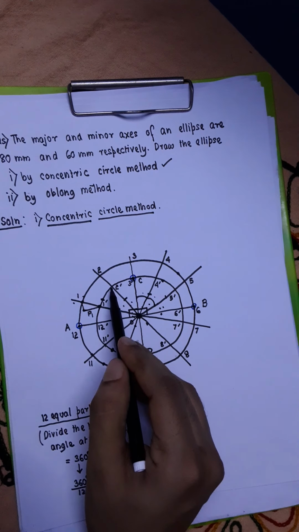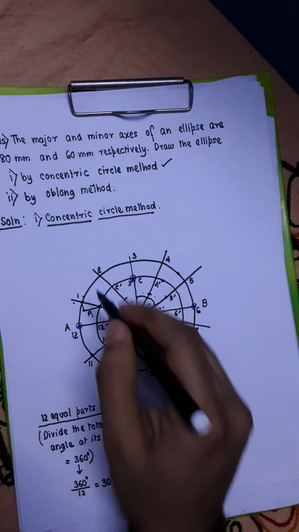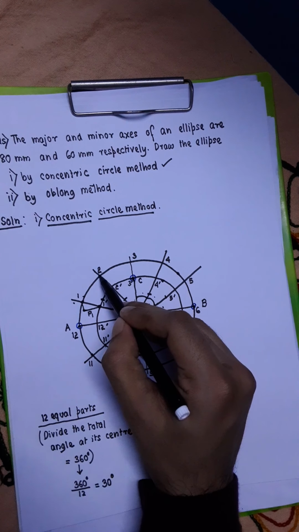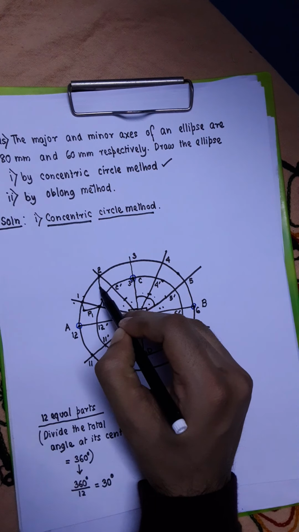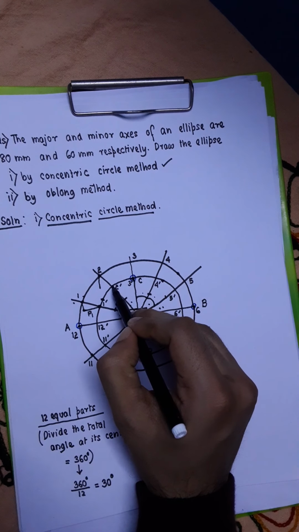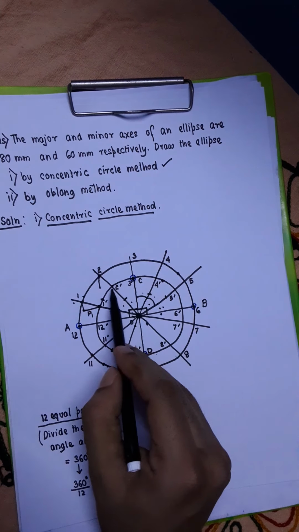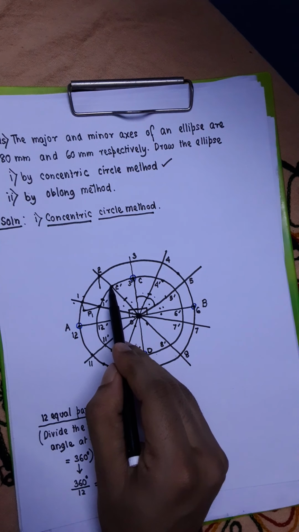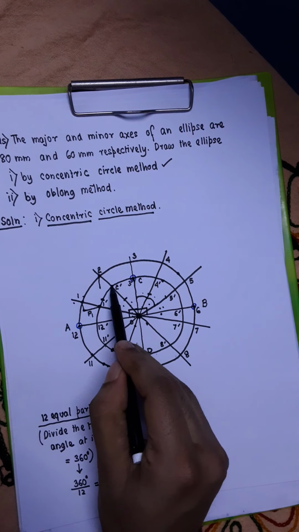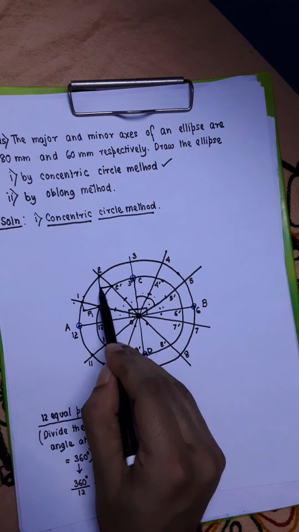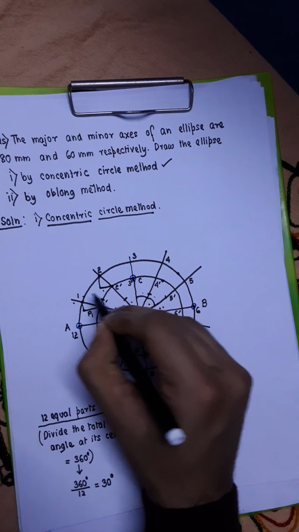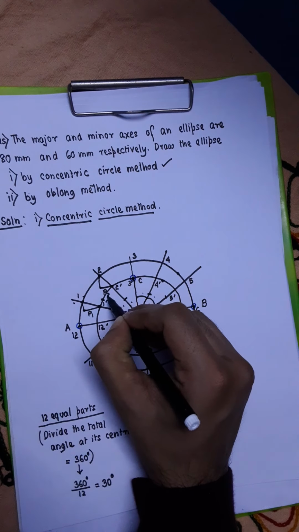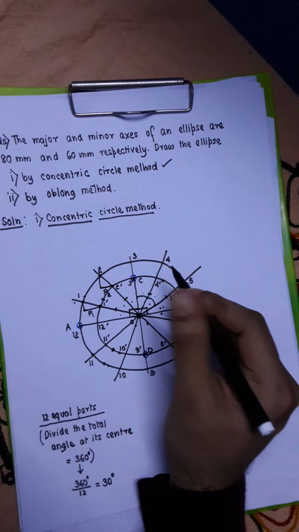Similarly, from 2 and 2 dashed we can generate another point P2. How can we generate that point? 2 is a point which is lying on the major axis circle. So from point 2 we should draw a line which is parallel to the minor axis. So we should draw a vertical line from here. And 2 dashed is a point which is lying on the minor axis circle. So from this point we should draw a line which is parallel to the other axis, parallel to the major axis. So it should be a horizontal line. So wherever these two lines meet, that point we can call as P2.